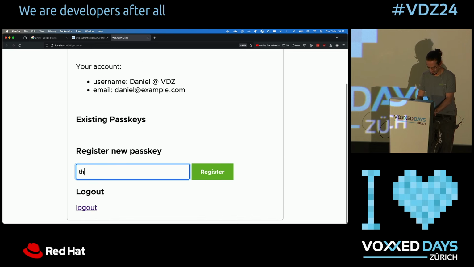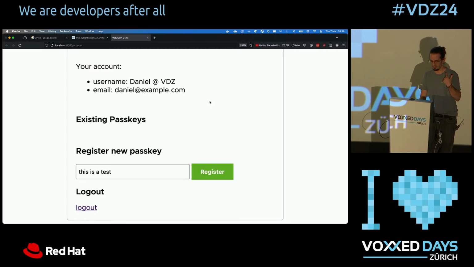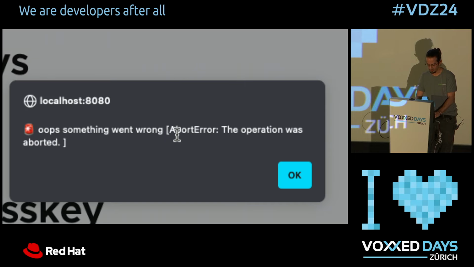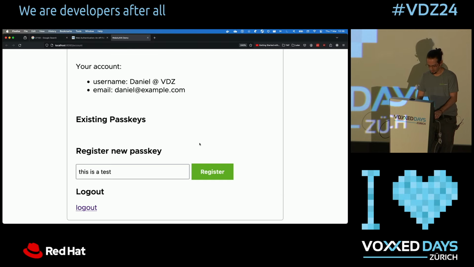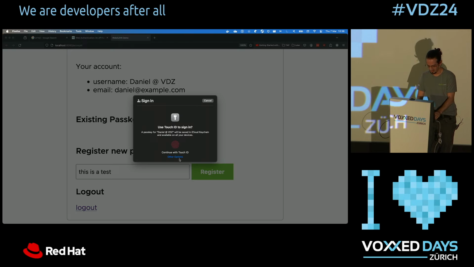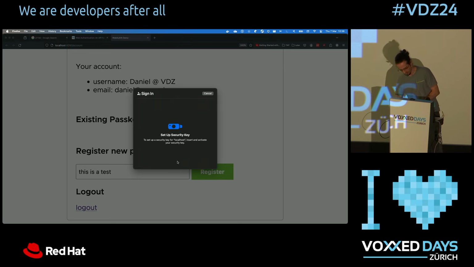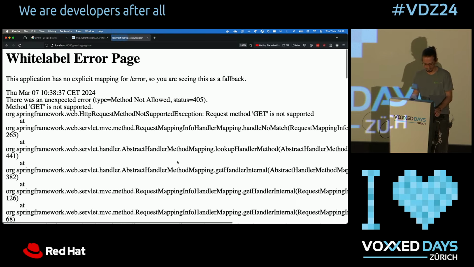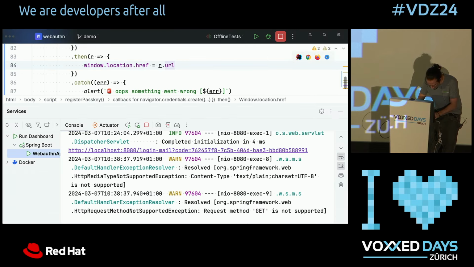Again, this is a test. I can also show you a failure mode, right? Remember, I have an alert. If I cancel here, the alert pops in, right? Abort error, the operation was aborted. This is one of the types of errors that can happen. Okay, so try again, register, yes, security key, continue, and then click, and boom. So I probably sent something that was wrong. Not supported, method is not supported.